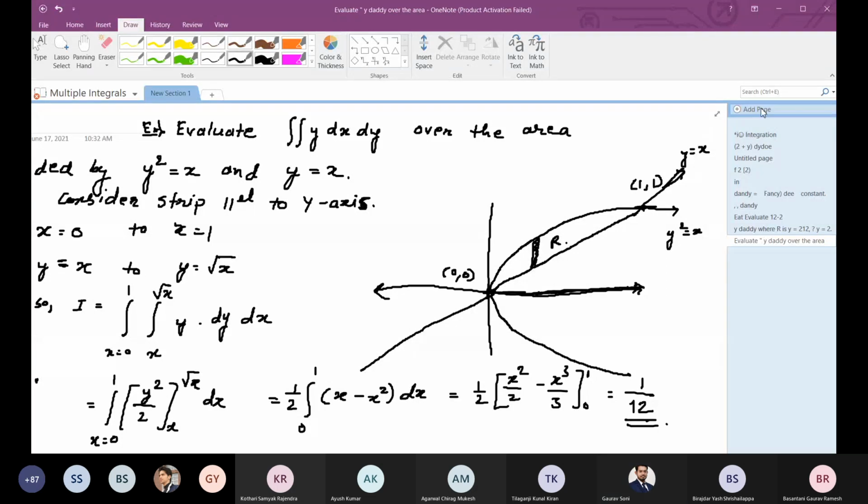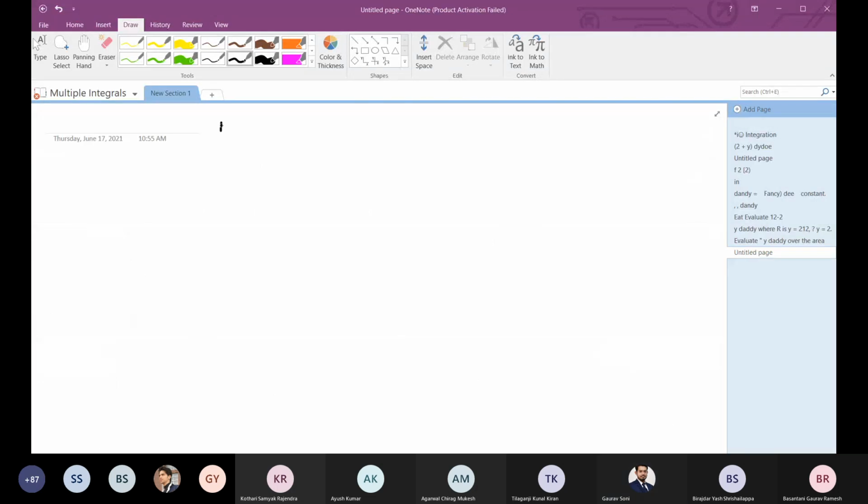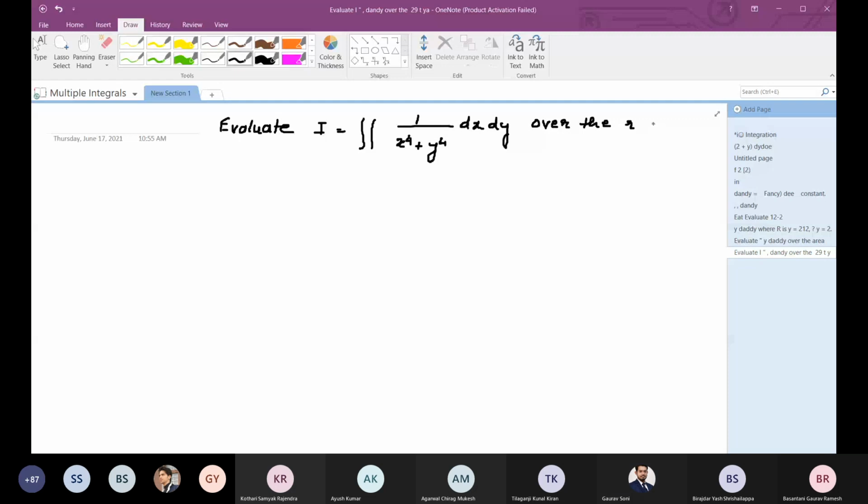Next example: evaluate I equal to double integral 1 upon x raised to 4 plus y raised to 4 dx dy over the region y greater than or equal to x square, comma, x greater than or equal to 1.